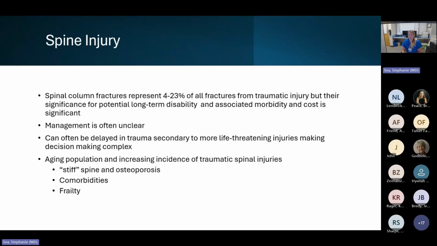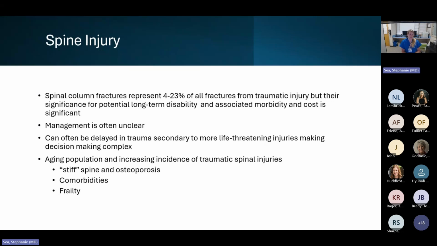So spinal column fractures represent 4 to 23% of all fractures from traumatic injury, but their significance is the most important thing. These have the potential for long-term disabilities, and the associated morbidity and cost is significant. So millions of healthcare dollars every year are spent not only on hospitalization for these injuries, but on the long-term sequelae of them. Management is often unclear, and that is very well demonstrated here. It's very individualized. It's based on fracture patterns. It's based on patient age. And so we'll go through that as well during this talk.